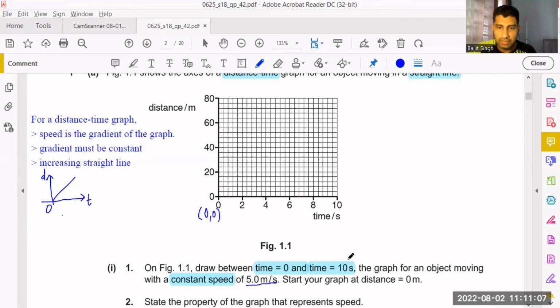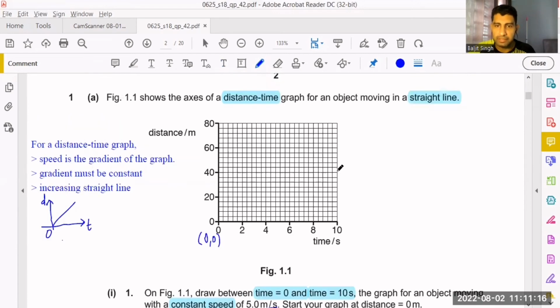We know the time is 10 seconds, so you just need to find the value of the distance here. It should be somewhere along this dotted line, but at which distance? We don't know at which distance it will be, so we can use the gradient concept. Gradient is also equal to the speed.